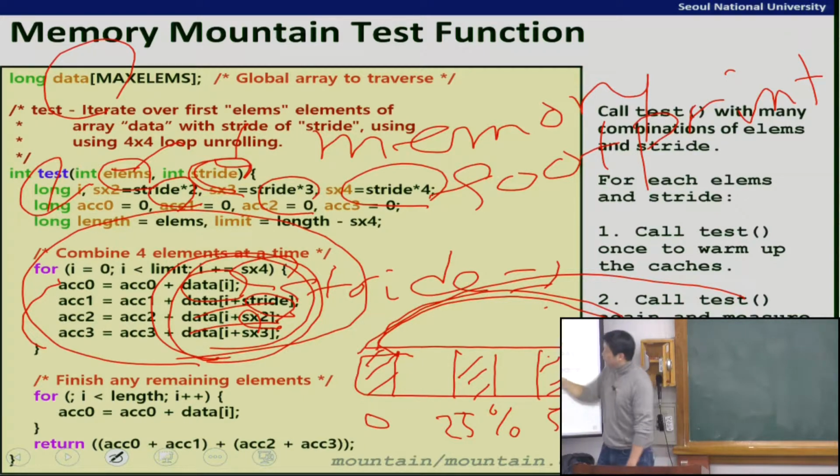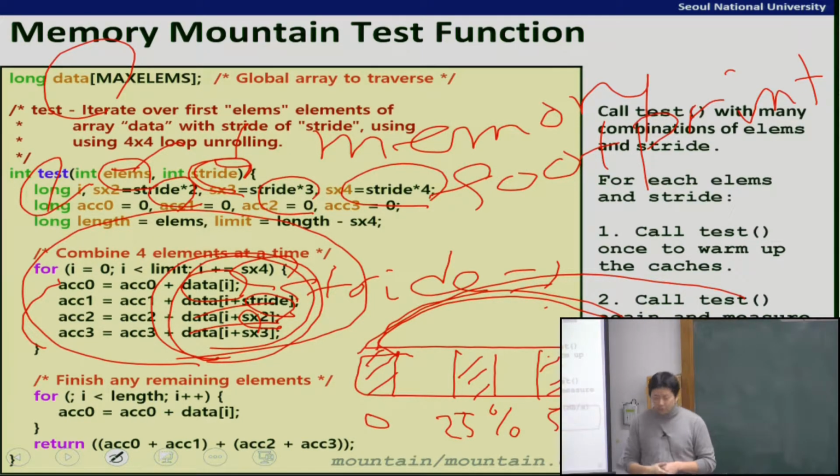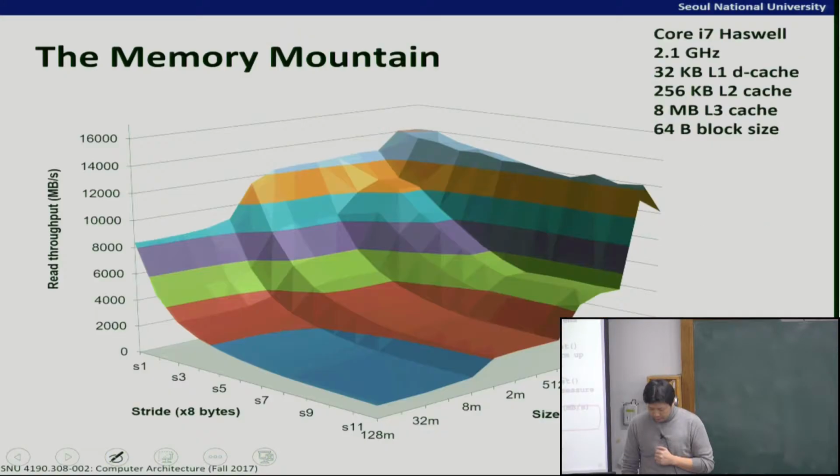So depending on the value of the stride, this shaded box has a wider gap or a narrower gap. So that's pretty much what this loop does. And we measure the read throughput using this program, and this shows a memory mountain.